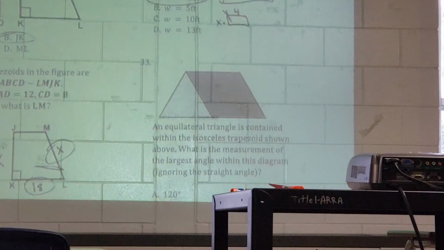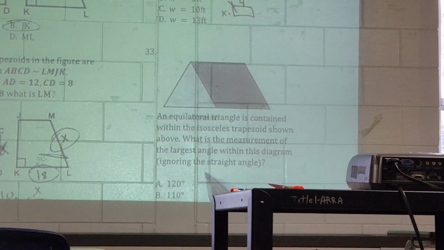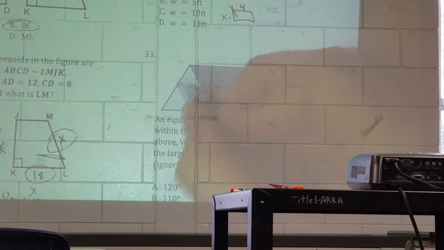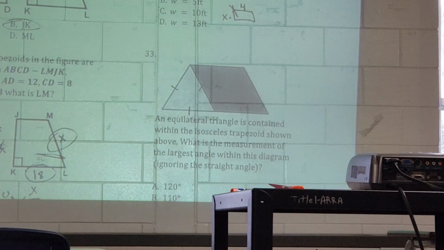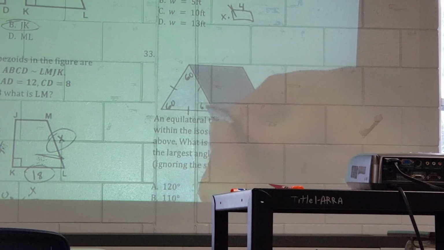Last question we're going to do in this section. An equilateral triangle is contained within an isosceles trapezoid shown above. What is the measurement of the largest angle within this diagram? This one is a nice, oh, it says ignore the straight angle because we know straight angles will be the largest. This is also a nice simple problem. If this is equilateral, we also know it's equiangular. And in an equiangular triangle, all three angles have to be 60 and 60 and 60.